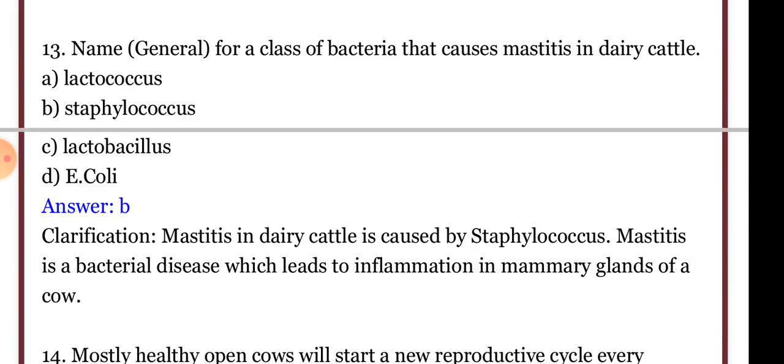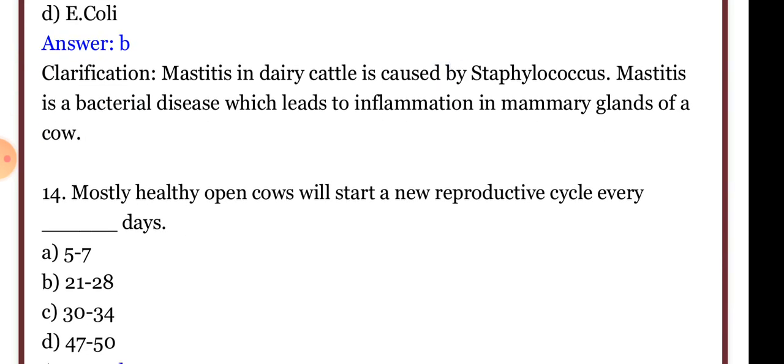All others are less frequently isolated organisms from mastitis infected animals. And these bacteria other than Staphylococcus aureus are usually attributed as secondary microbial pathogens. Mostly healthy open cows will start a new reproductive cycle every 21 to 28. Clarification of previous MCQ. Mastitis in dairy cattle is caused by Staphylococcus aureus. Mastitis is a bacterial disease which leads to inflammation in the mammary glands of a cow.